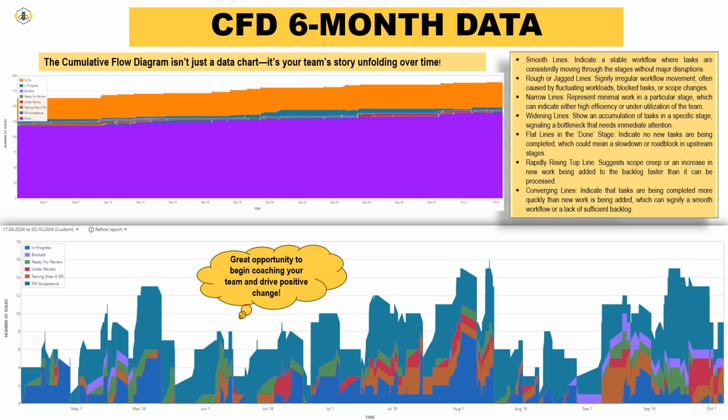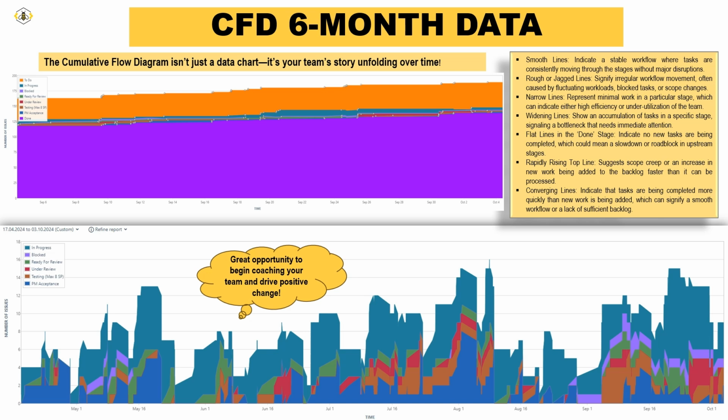Consider your CFD as a mood ring for team health. If your workflow bands are balanced and parallel, your team is likely calm and in control. If there are erratic challenges and congestion, it may indicate stress and burnout. Use it as a leading indicator for proactive intervention. The cumulative flow diagram isn't just a data chart. It's your team's story unfolding over time. It's the heartbeat of your agile process, capturing flow, efficiency, and overall health of the team.